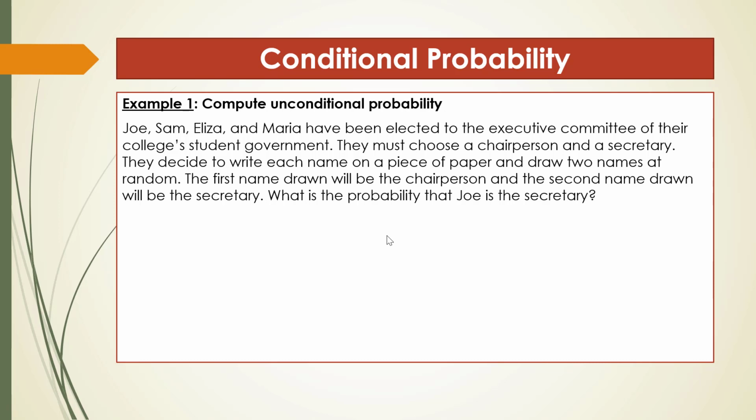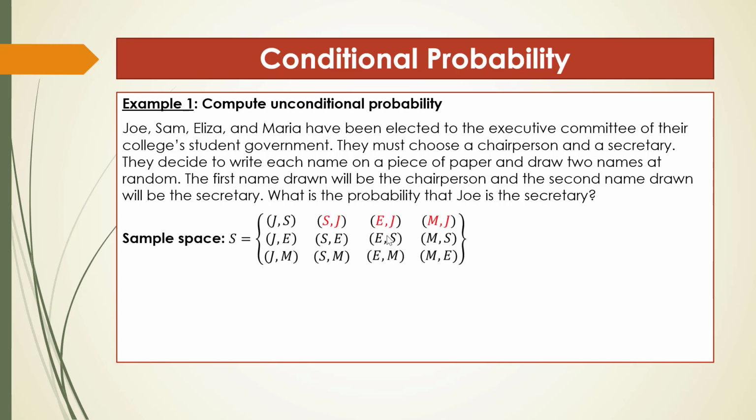For this problem, first we sketch out the sample space. Here I'm going to use the first letter of each name to label these 4 people. So the sample space consists of 12 possible elements, 12 possible outcomes. JS means Joe is the chairperson and S is the secretary, because the first name represents the chairperson and the second one is the secretary. And similarly for the others.